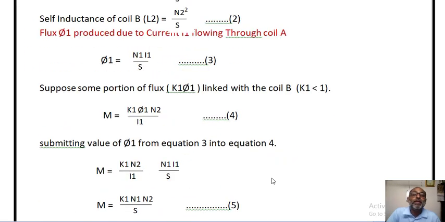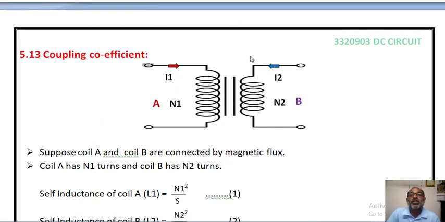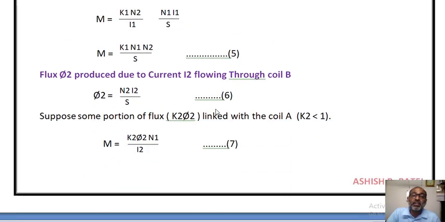Now similarly, when we pass the current through this coil B, it also produces magnetic flux Φ2. Some portion of it is also linked with this coil A. So here that's why I am writing the flux Φ2 is produced due to the current I2 flowing through this coil B, and the value of this flux can be written as Φ2 is equal to N2 I2 by S. That is your equation number 6.